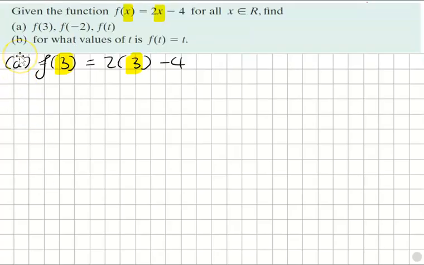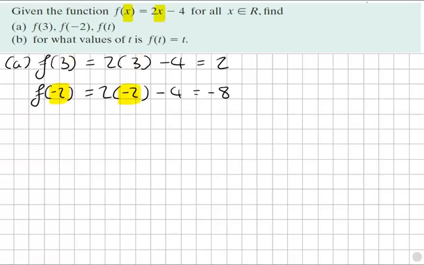So part A, we want to figure out f of 3 first of all. So we replace that x with a set of brackets, and we put 3 into the brackets. And then 2 times 3 minus 4 gives us 2. In the same way, f of minus 2, we replace that x with a set of brackets, and we put minus 2 into the brackets, and 2 times minus 2 minus 4 is minus 8. So f of minus 2 is minus 8.